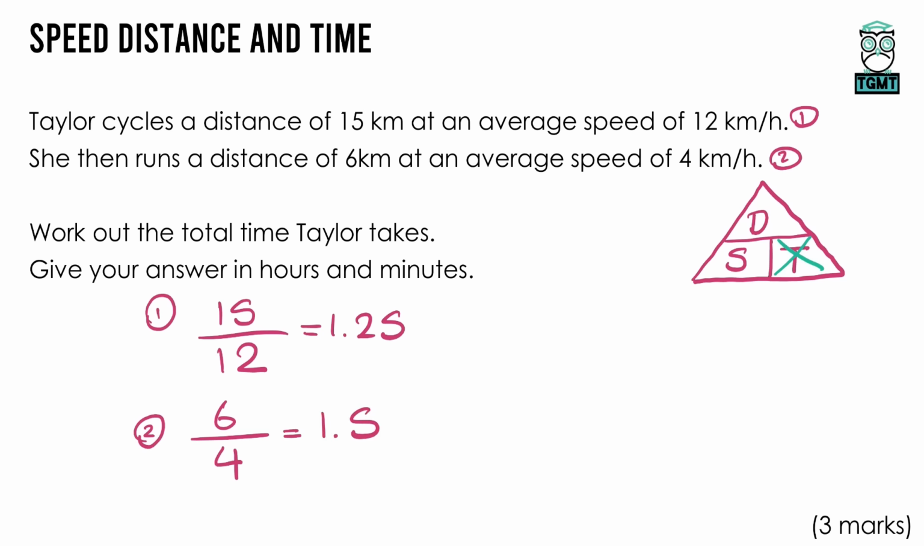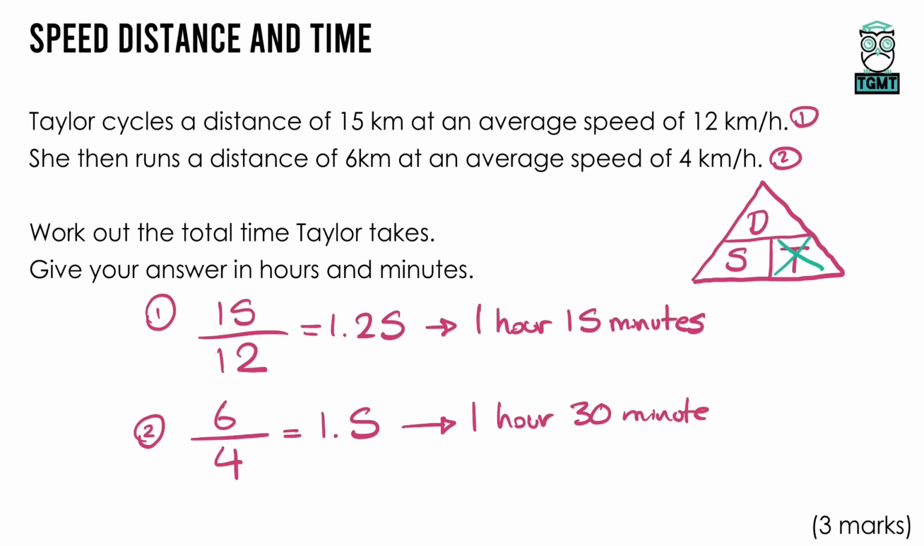Now you can add these together and then convert them into minutes, or you could write them as minutes now. Hopefully we know that 0.25 is 1/4, and that does not stand for 25 minutes, but in fact it stands for 15 minutes. So for this one, this is 1 hour and 15 minutes. If you're not sure about that, you can always times the decimal by 60. And for this one, 1.5 is an hour and a half, which is 1 hour and 30 minutes.